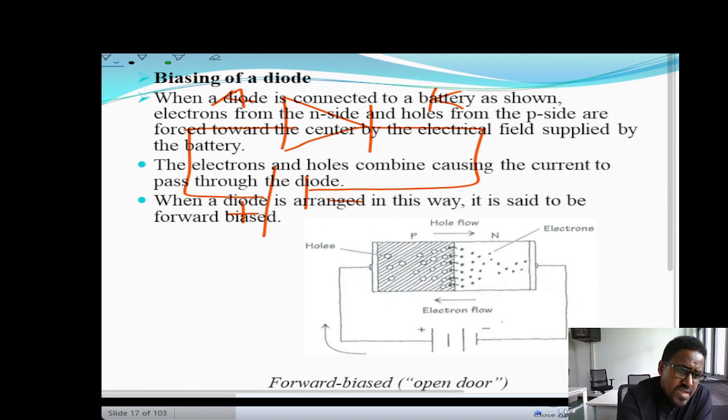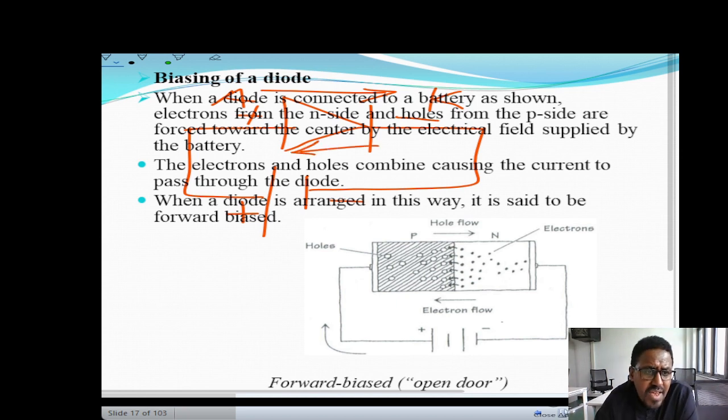What happens? The positive terminal of the battery is directly connected with the holes in the P side. That means the same charges repel each other. So the holes are forced forward, while the electrons inside are also connected with the negative side of the battery. Again, the same charges are forced forward.